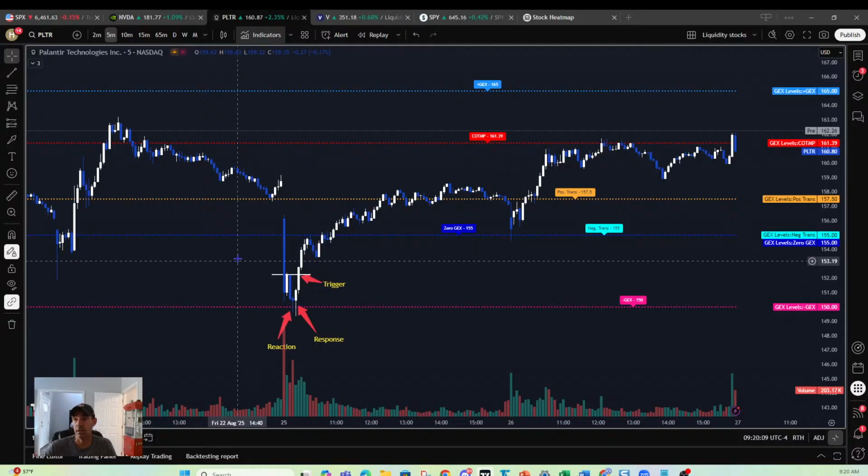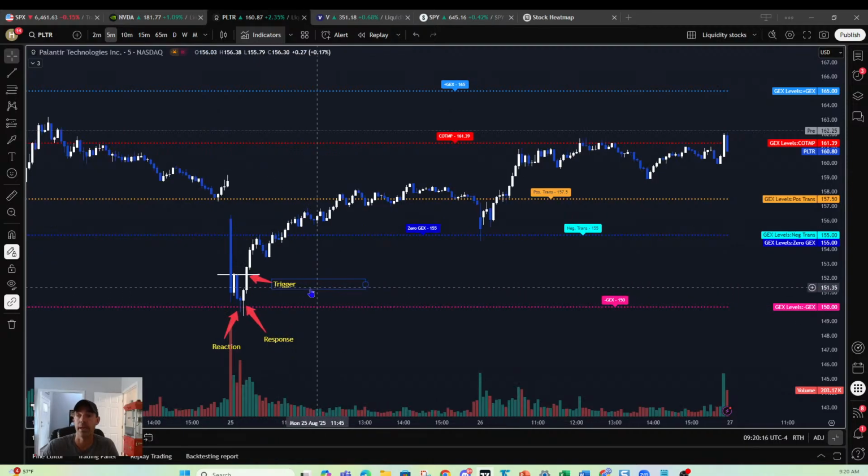PLTR, I posted this one this morning, that swing trade. Obviously, this is an area where we just look for a possible bounce into that negative GEX level. We don't necessarily base trades on this. We base trades on zero to P-Trans as well as P-Trans to plus GEX. Obviously, we're pre-market already gapping up towards that plus GEX level.